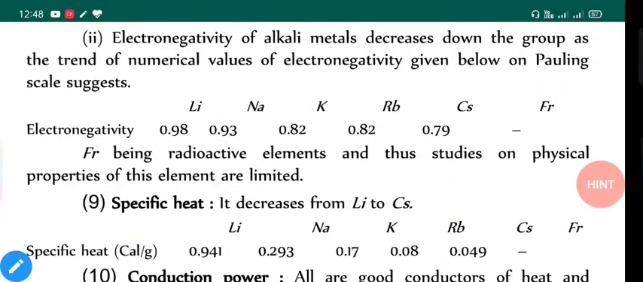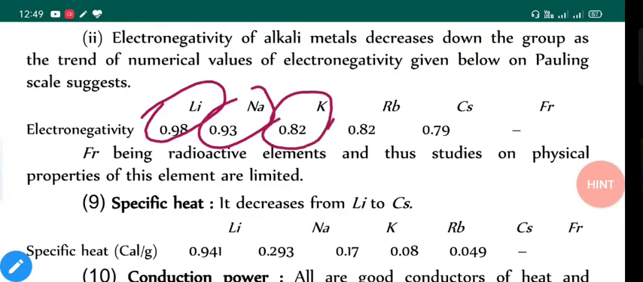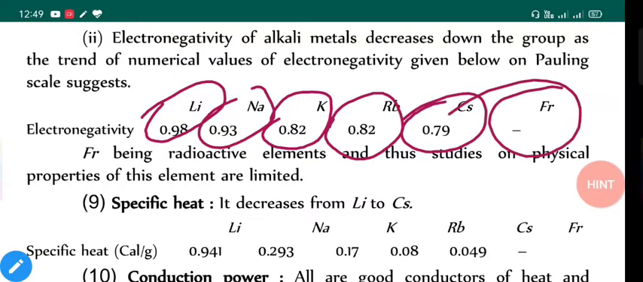As we can see, as we move from top to bottom, these values are decreasing. And again, francium is a radioactive element, so we do not have much data about it because of its radioactivity, which is dangerous for us, and its very short half-life. So we do not have much detail about it.